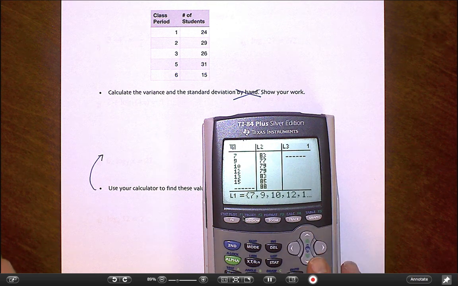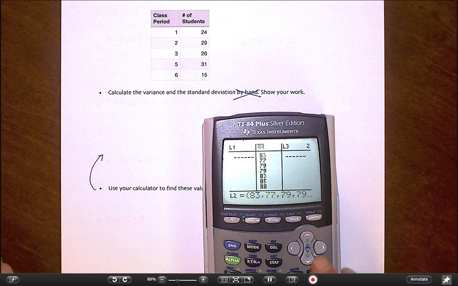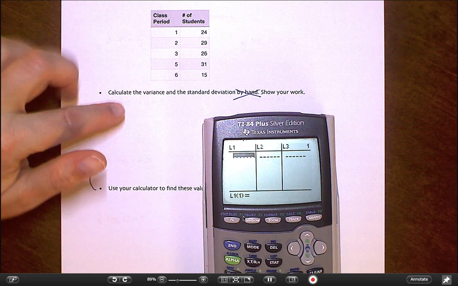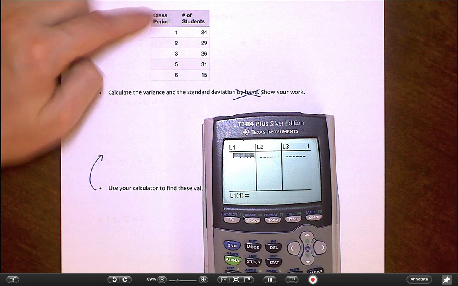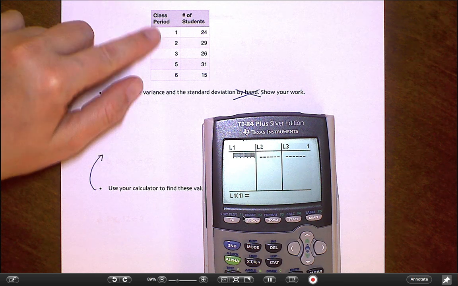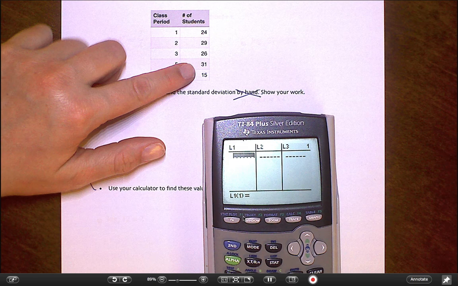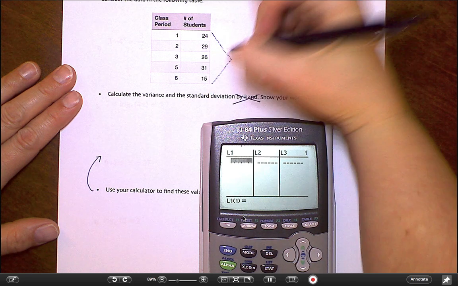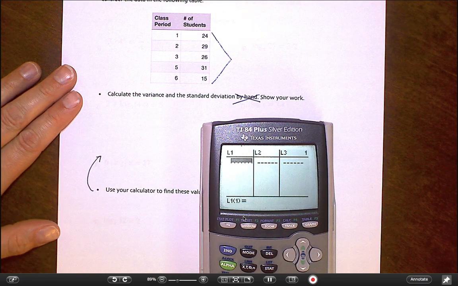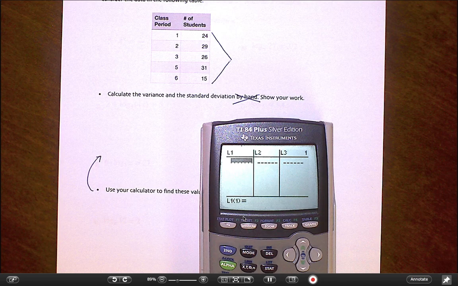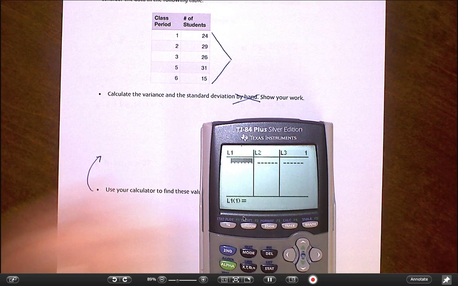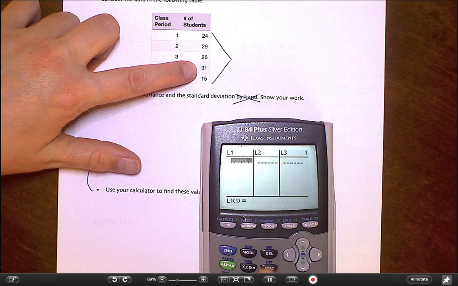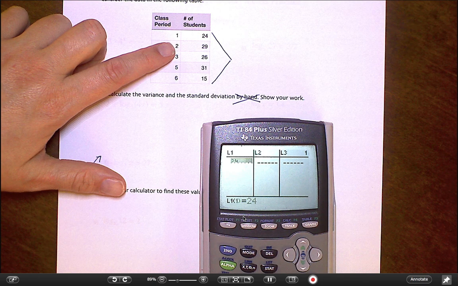And I'm going to clear out what I have here. Okay, now I have to think about this table, and if I need both these columns of data. This one here is my class period, and this one is the number of students in that class period. This right here is really the data that I'm focused on. I don't care that it's first hour, second hour, third hour, whatever. I want to know what's the average, what's the standard deviation, all that kind of stuff. So I'm going to take this data table only and put it into L1.